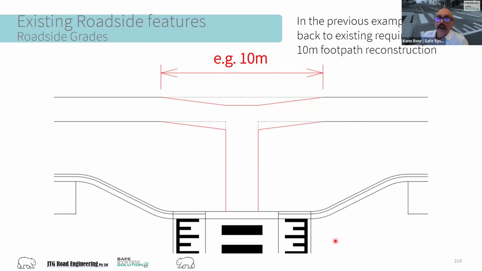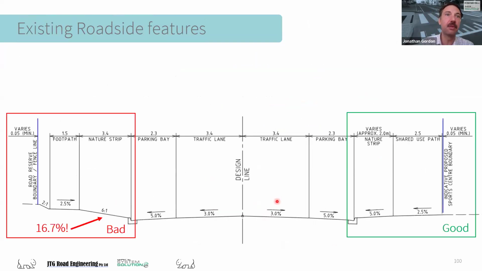So just to clarify on that, Jonathan, when the question comes in, why is the nature strip grade an issue? Why couldn't it just drop? Okay, I'll just reflect back a couple of slides. If we recall a discussion about cross-sectional grades that can be too steep for pedestrian usage.